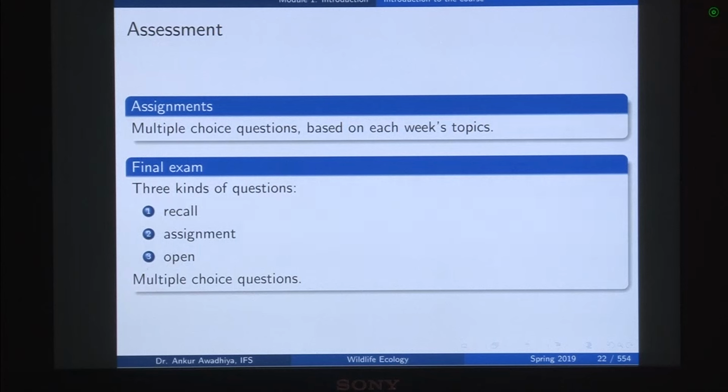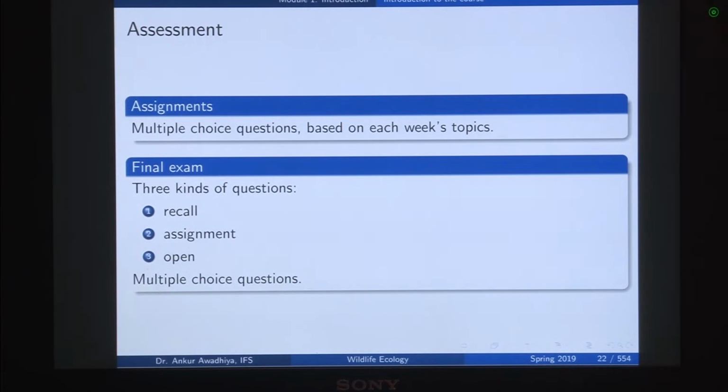We will have recall questions. Recall questions are those questions in which you have to give an answer based on recall from the lectures. Then we will have some questions that will come from the assignments, maybe slightly modified, but more or less based on the assignments. And third will be open type questions that will test your wider understanding of the whole topic. And the final exam will also comprise multiple choice questions. Now, the final exam will be computer based and will not require you to write any lengthy answers.